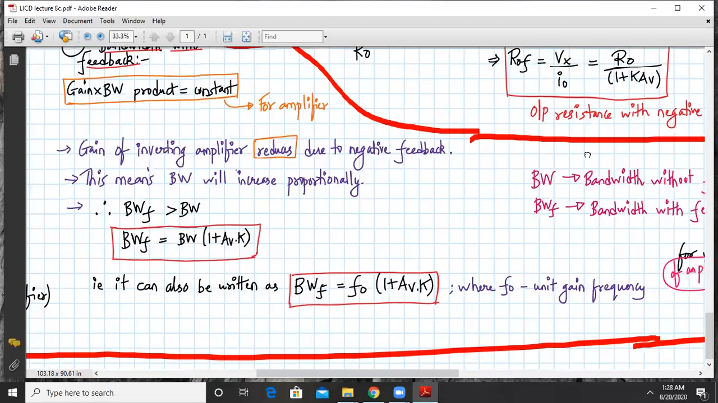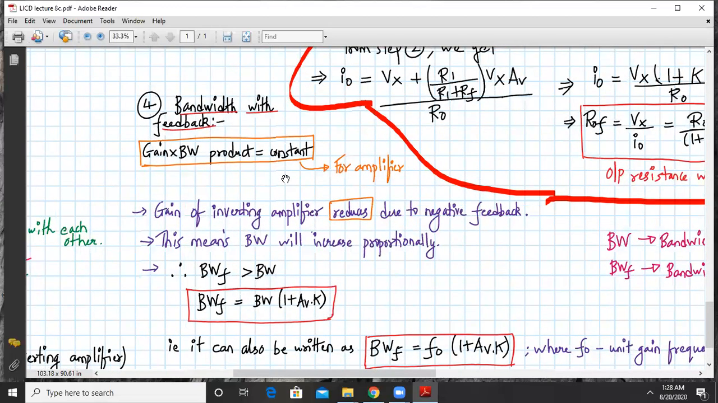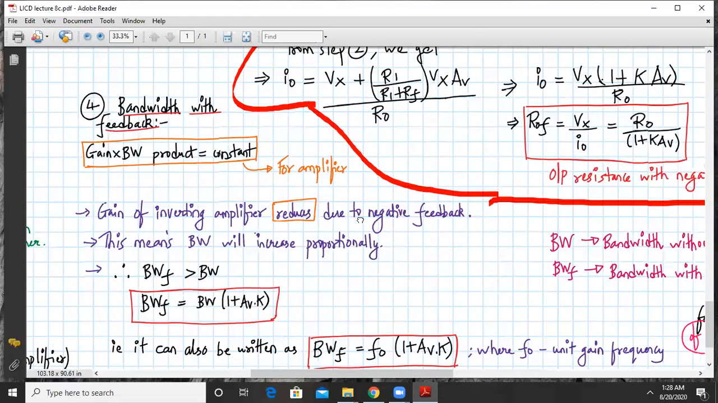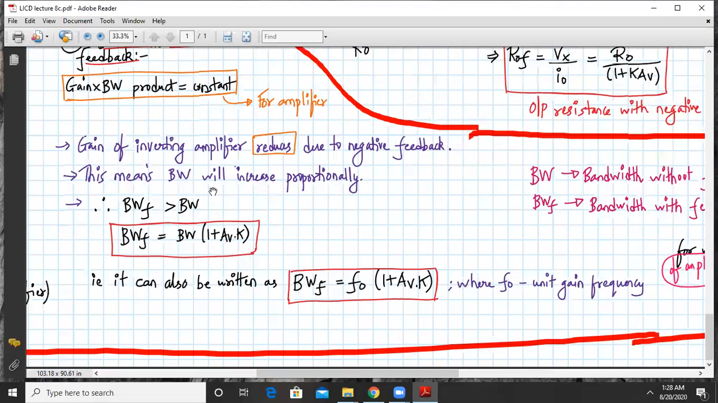Let us now focus our attention on the bandwidth with feedback. We all know the gain bandwidth product is constant for amplifiers. The gain of the non-inverting amplifier, by mistake it is written inverting, reduces due to feedback. This means that the bandwidth will increase proportionally to keep this constant, and the bandwidth with feedback will definitely be greater than the bandwidth without feedback. It is given by this relation.